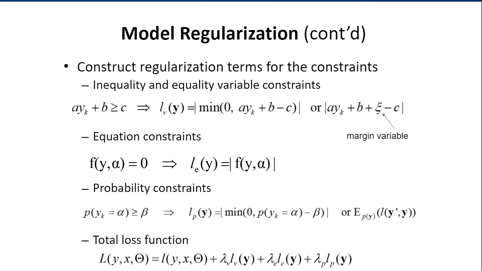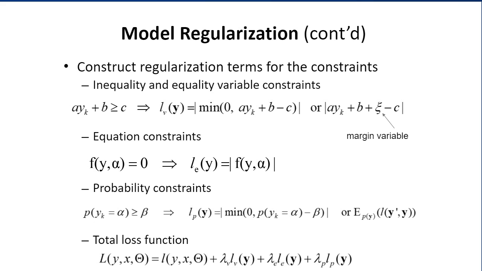regularization term using this minimum function, which consists of two arguments, 0 and the second argument is AYK plus B minus C. So this minimum function returns the minimum of these two arguments. For example, if this constraint is satisfied, then this value is going to be bigger than 0, and then this function is going to return 0. As a result, the loss is 0. On the other hand, if this constraint is not satisfied, then this is going to return a negative value. Then this function is going to return the minimum, the negative value. After we apply the absolute value, they become a positive number. So that forms the loss. So this is using the minimum function to implement the inequality constraint.